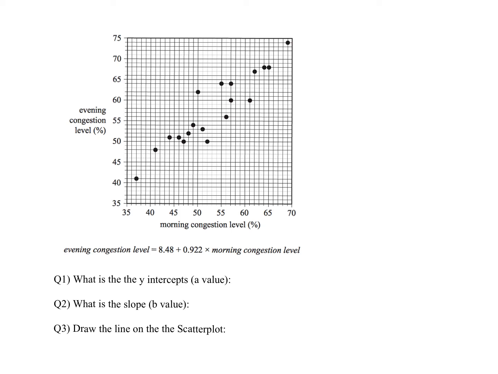So we have an evening congestion level, and it's being determined by the morning congestion level. So this is still going to be our y, and this is still our x. If you look here on this equation, we've got y equals, there's my a value, there's my b value, and that's my x. So really the equation, if we're just using x and y, would look like this, plus 0.922 times x. But obviously it's important to use the variable names, and that's why they're doing that.